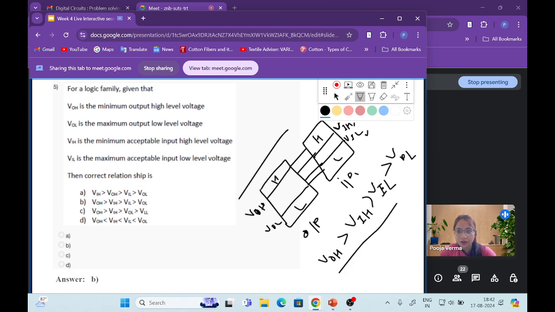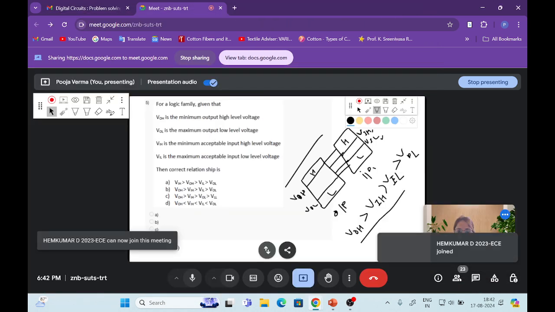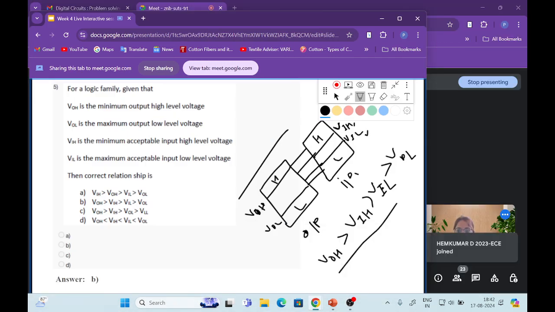Okay, so from this diagram that you have already seen in the video lectures, we can make this relation. For a logic family, given these maximum and minimum input and output voltages for input and output circuits, we need to find out the correct relationship. From the options, option B is matching with this: VOH, then VIH, then VIL, then VOL. Option B is the correct answer for this question. I hope all of you have got this question. So moving to the next one.